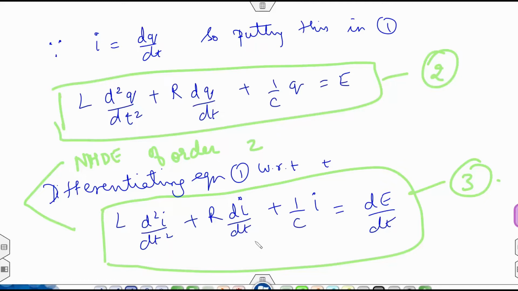If the question demands charge, then you can use equation number 2. If the information is given in this form, you can use equation number 3. So you can modify the equations according to your need. Now this is the general differential equation when you are having 3 components, that is inductor, resistor and capacitor. Suppose that you are having only 2 components, then you can reduce these differential equations accordingly. So I'll just write it down for your convenience.